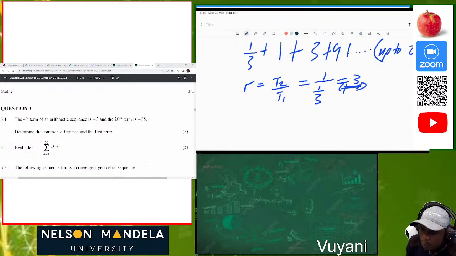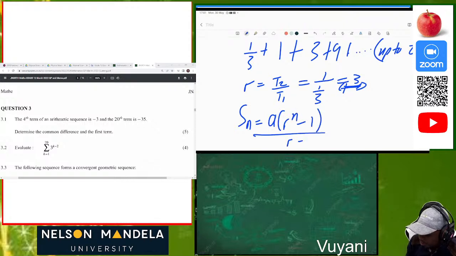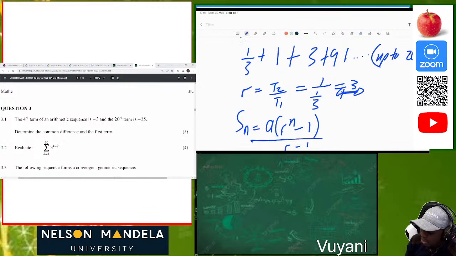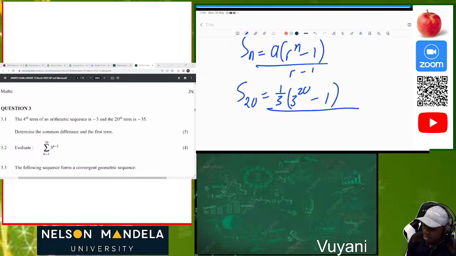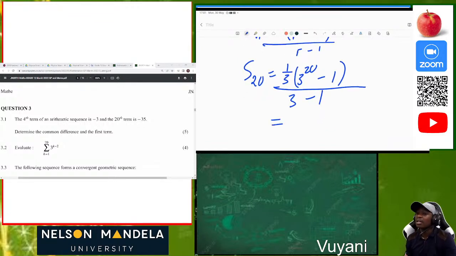Then after that, what do we do? We understand the fact that the sum of a geometric series is a times (r to the power n minus 1), divided by r minus 1. So in this case, we say that up to 20 terms. So S20 is equal to, what is a? a is the first term, which is 1 over 3, times (3 to the power of 20 minus 1), all divided by r minus 1, which is 3 minus 1. Then we use our calculator. Then we find the solution to that problem.